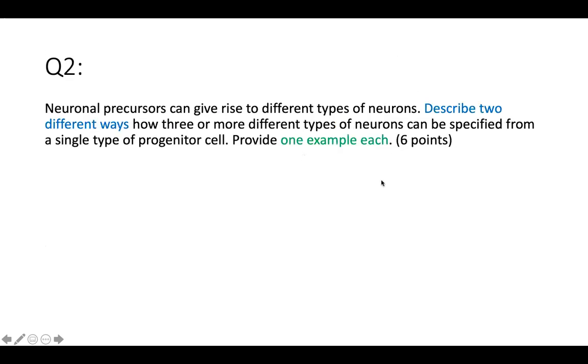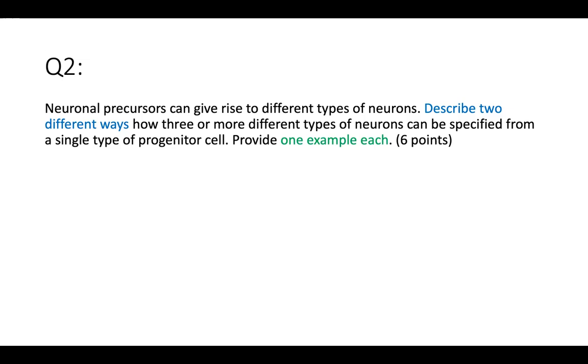Let's talk about question 2. Neuronal precursors give rise to different types of neurons. Describe 2 different ways how 3 or more different types of neurons can be specified from a single type of progenitor cell, and give 1 example each. So it's 6 points. So there are 2 different ways, and each one gets an example. So you're going to have a way, an example, a way and an example.